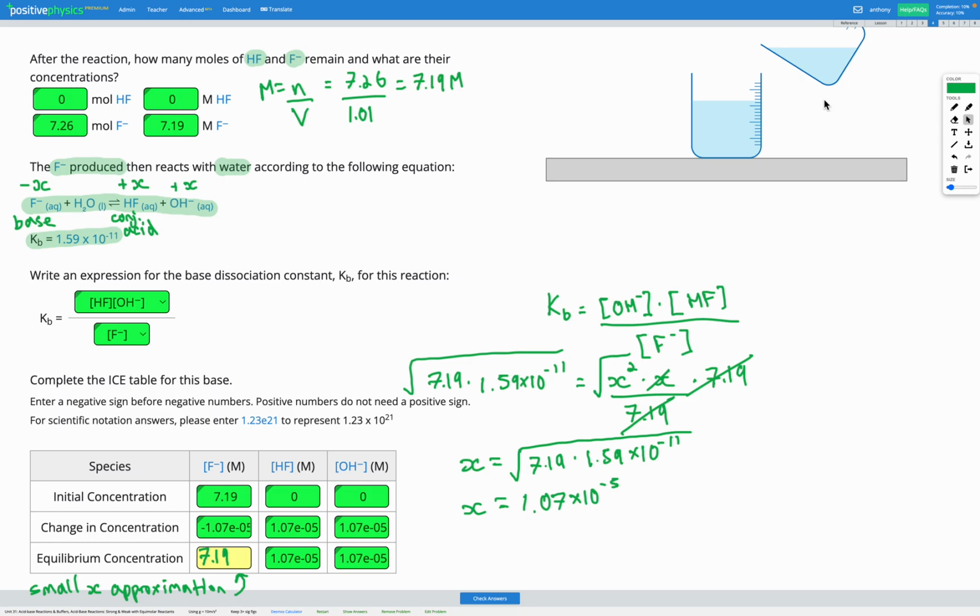And for F minus, we use that small x approximation, but let's just check that. If we had done 7.19 minus 1.07 times 10 to the power of -5, if you just put that into your calculator, you're going to end up getting 7.19 to 3 significant figures. So that shows you that the small x approximation worked well, because even when we add that change in by subtracting that number, it doesn't affect our number to 3 significant figures. So our answer here is just 7.19.